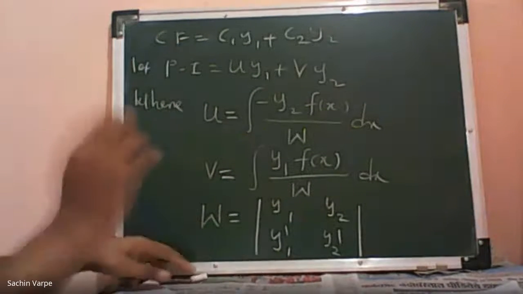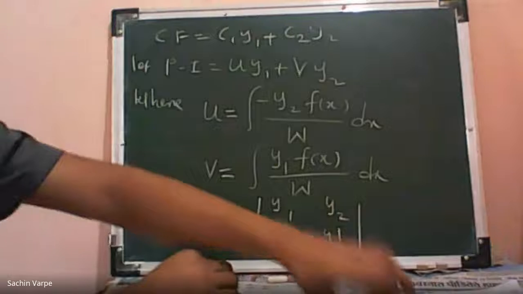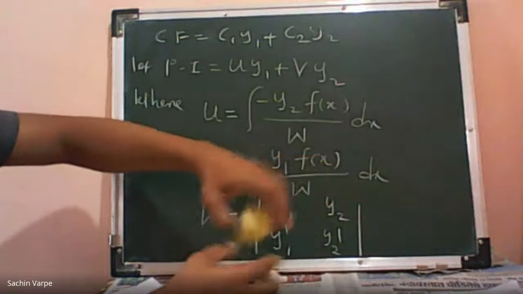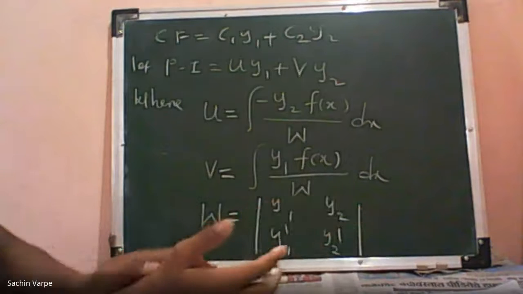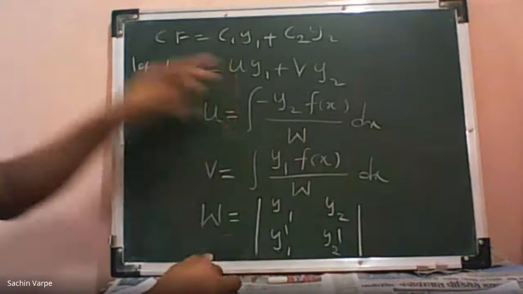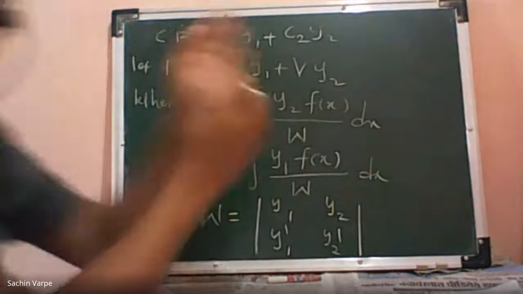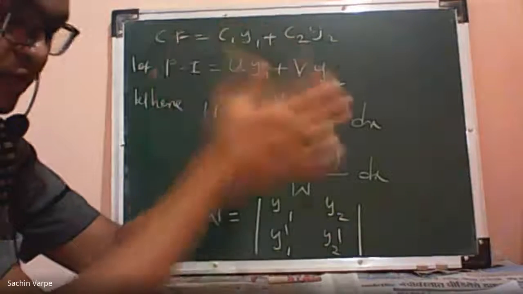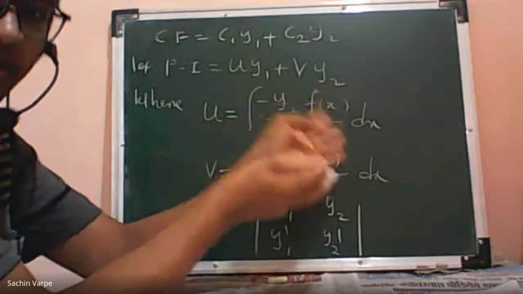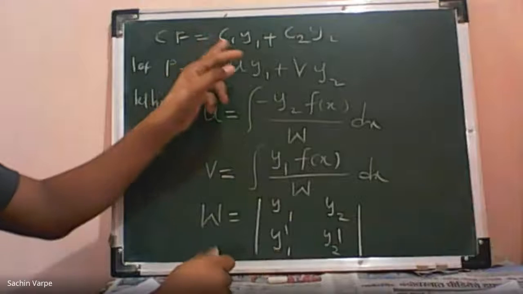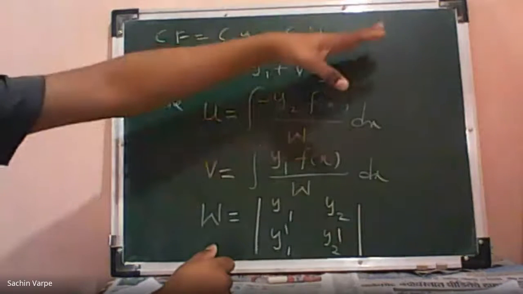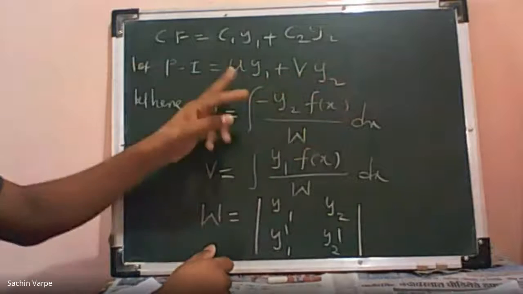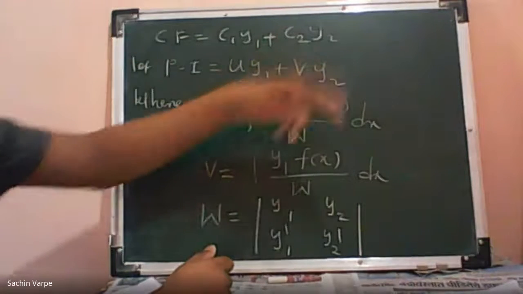Because let me tell you the formula for the third order differential equation. It is very lengthy, and you will come to know why the third order differential equation will not be asked. When we consider a third order differential equation, how many roots will it have? 3. 3 roots means 3 arbitrary constants, like C1 y1 plus C2 y2 plus C3 y3. So with these 3 arbitrary constants, we'll have 3 such parameters u, v, and w.